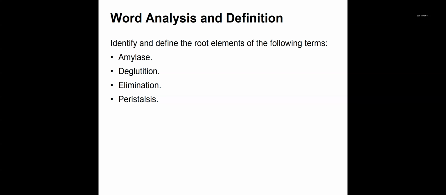Peristalsis. Root element, peri, around, plus stalsis, constriction. So looking here, these are basically rhythmic contractions, these wave-like muscle contractions that propel food throughout the digestive tract.